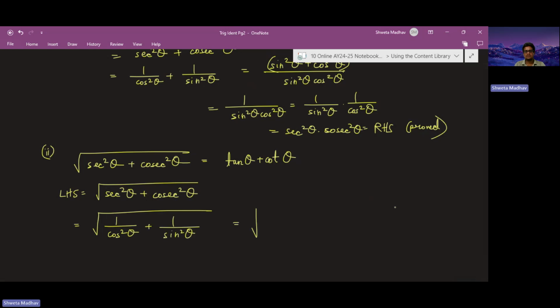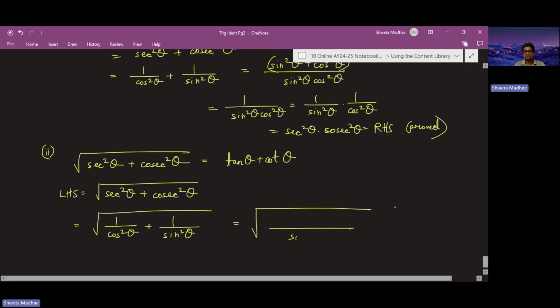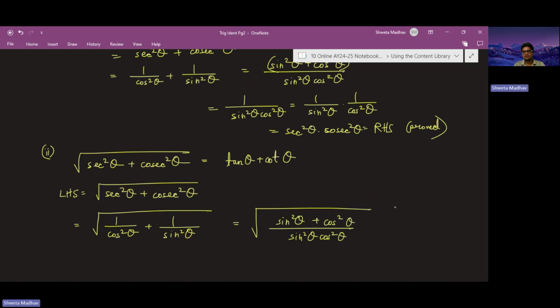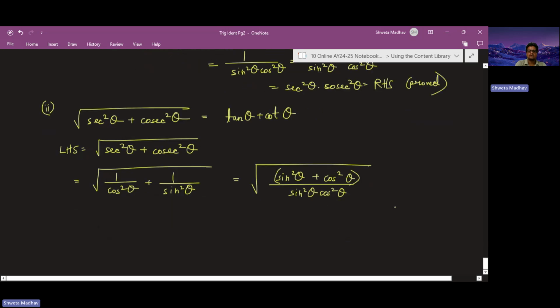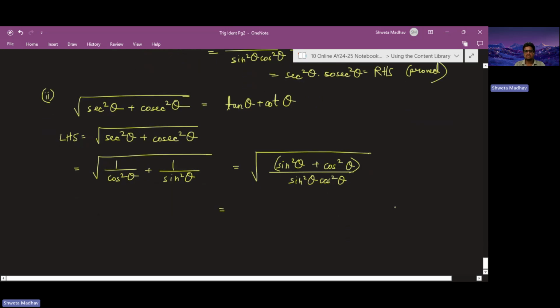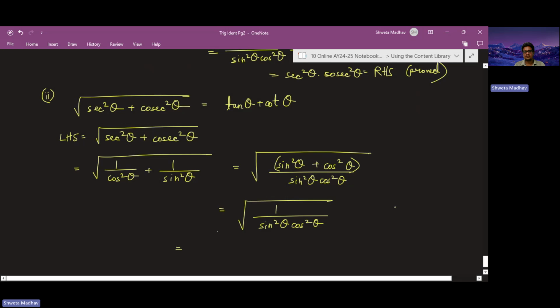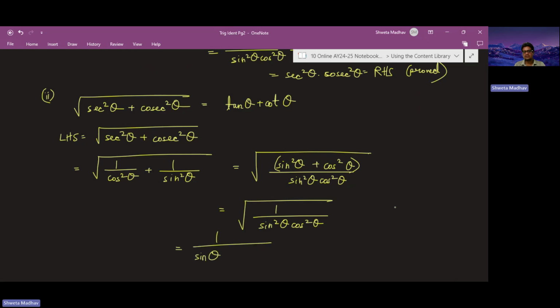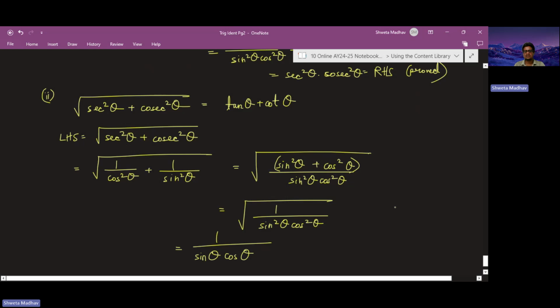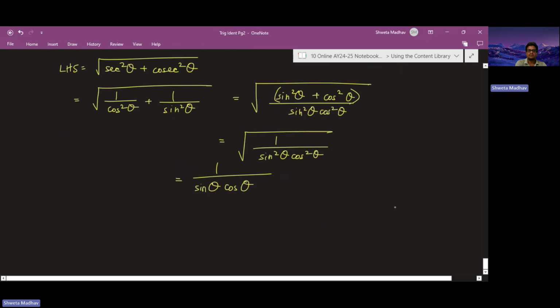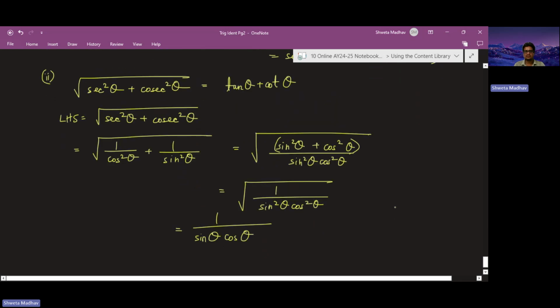Now we take the LCM, that will be sin square theta into cos square theta. Now in the numerator, we will have sin square theta plus cos square theta. The sin square theta plus cos square theta, we know that is equal to 1. So this will be equal to square root of 1 by sin square theta into cos square theta, which will be equal to 1 by sin theta into cos theta. The square root of sin square theta is sin theta and square root of cos square theta is cos theta. So now this was the simplified expression for the left hand side.